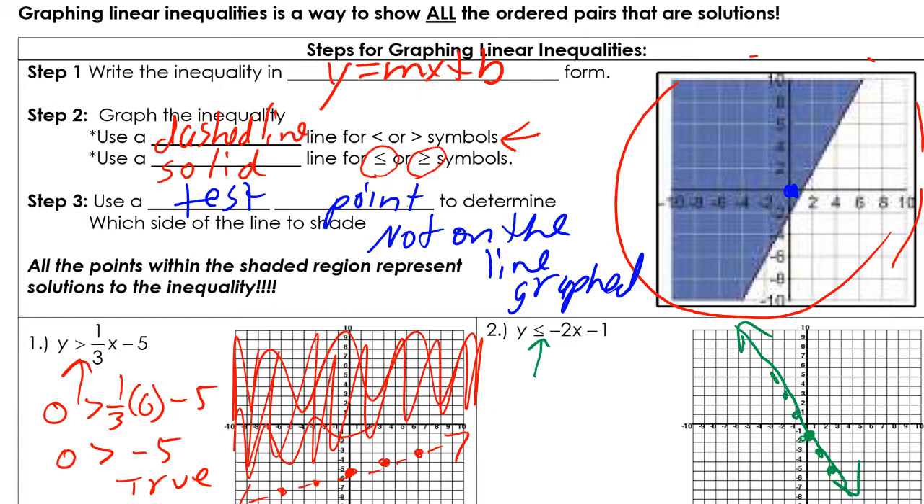Okay, (0, 0) is just to the right of this line, so I can use (0, 0). 0 is less than or equal to -2 times 0 minus 1. 0 is less than or equal to -1. That's false. So I'm not going to color on the side where (0, 0) is. I'm going to color on the other side.